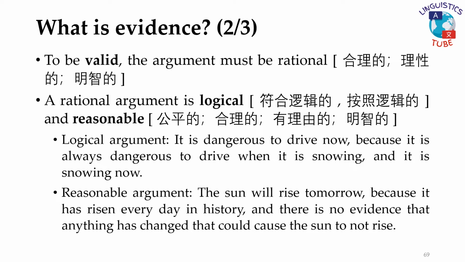If an argument is reasonable, then it is fair and sensible. For example, without a time machine to go into the future, I can reasonably argue that the sun will rise tomorrow, because it has risen every day in history, and there is no evidence that anything has changed that would cause the sun to not rise tomorrow. An unreasonable argument is to claim that the sun will not rise tomorrow because we cannot predict the future.